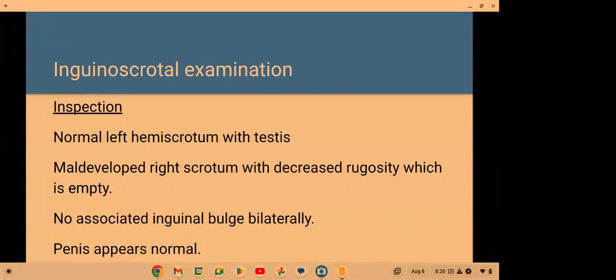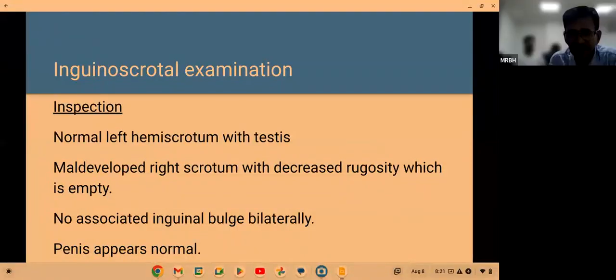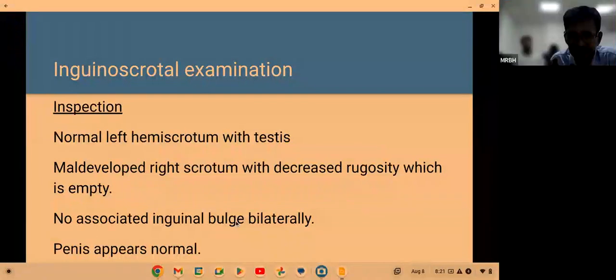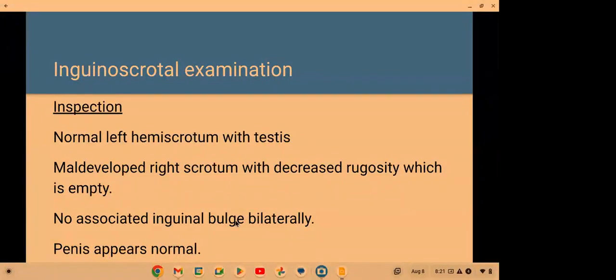Then on inspection, that swelling you are describing, there is no bulge in the inguinal canal. So you mentioned specifically that no swelling is still in the inguinal region. Sir, I said bulge. Probably I should use swelling as the word. Inguinal bulge bilateral. Okay, fine.